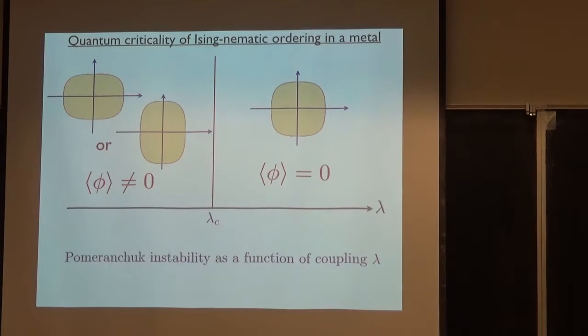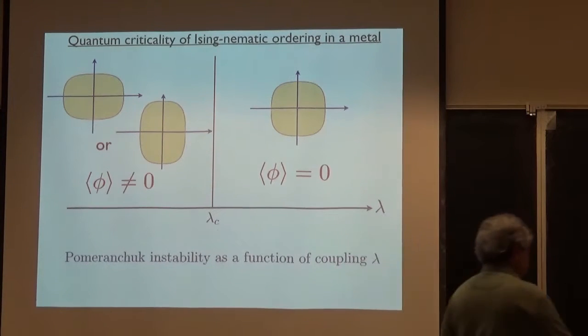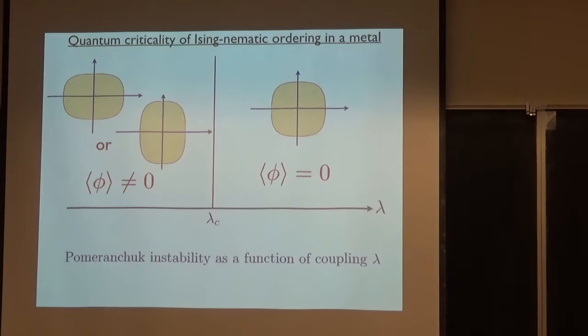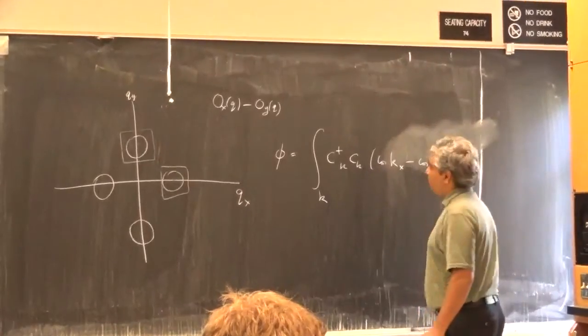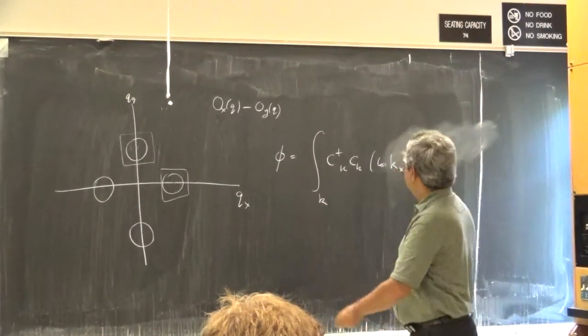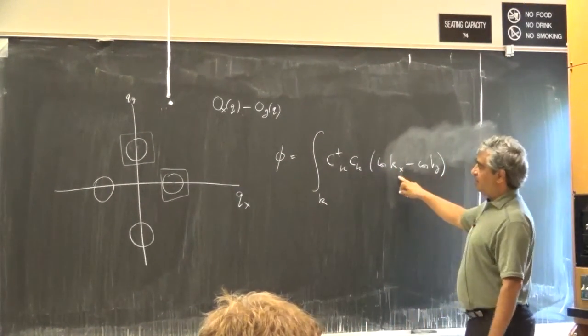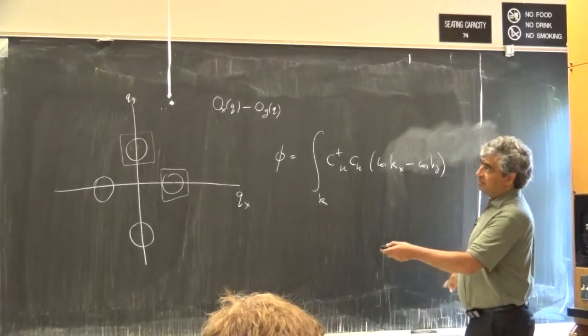So now we can define an Ising order parameter called phi, which is 0 in this phase and non-zero here. One way to define it would be to take phi as the integral over k of c dagger k ck times cosine kx minus cosine ky. So if your Fermi surface looked like this, then you rotate by 90 degrees, this changes sign, so this would be 0 in this phase.